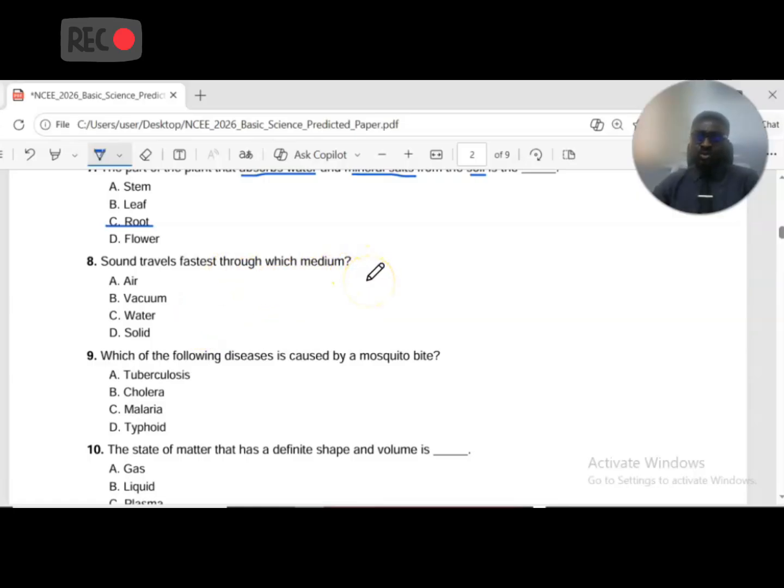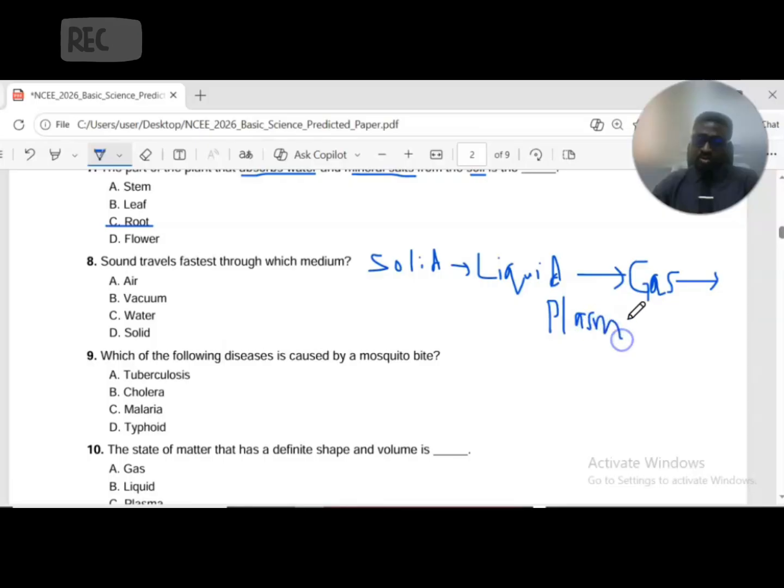There are different mediums through which energy travels. Could be solid, could be liquid, then you have gas, or you can say gases or gaseous states. Let me just put gas here. Then we have plasma. That's the fourth state of matter, plasma. You find this in celestial bodies or in space. The question says sound travels fastest through which medium?